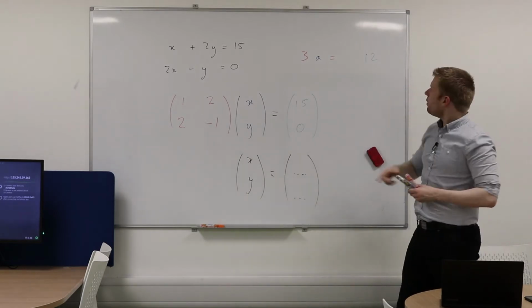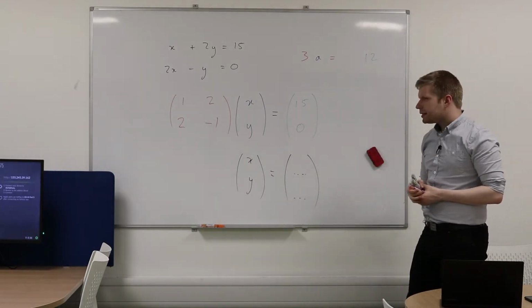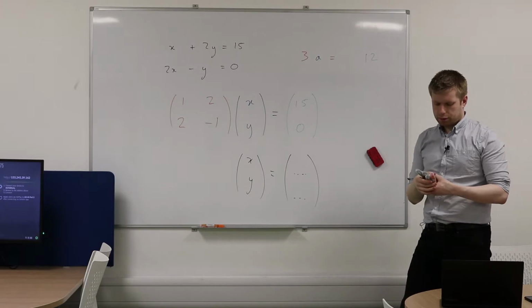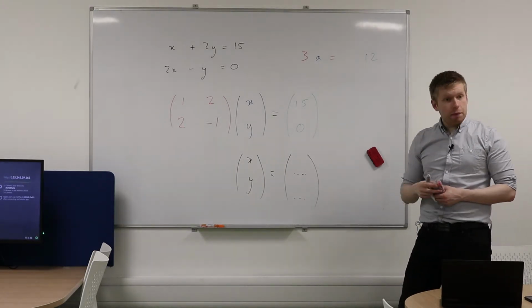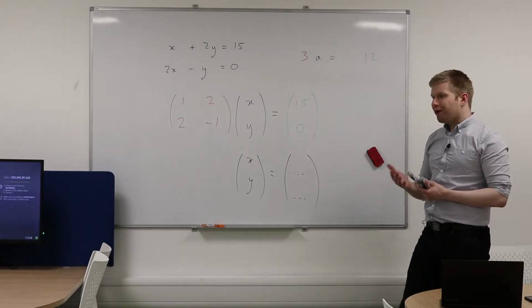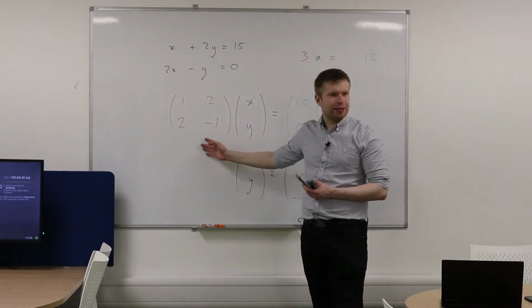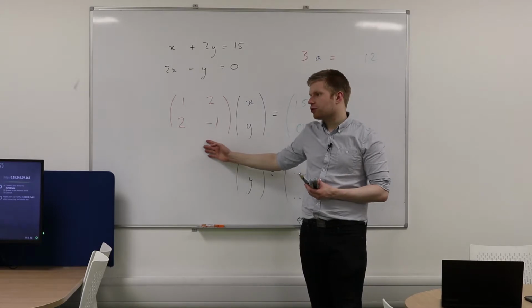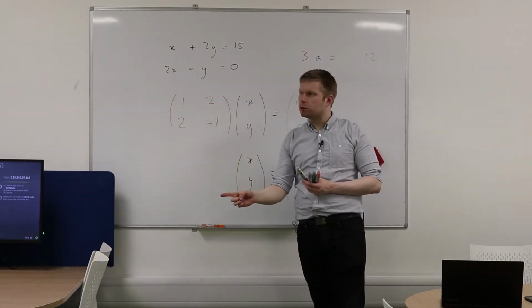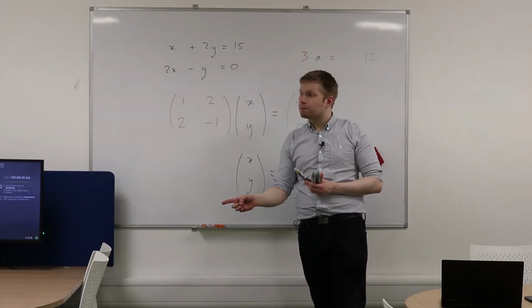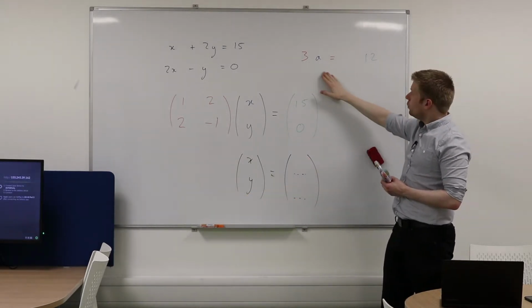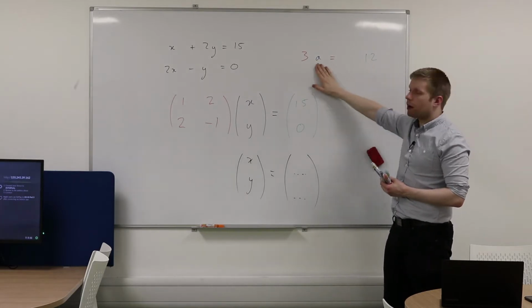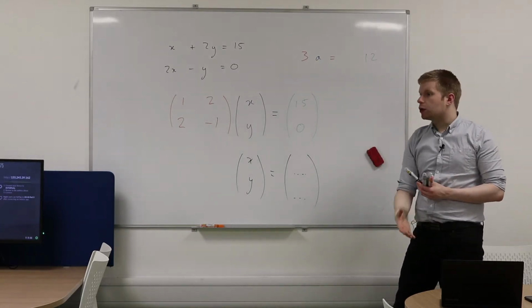Now, if I was giving you something like this, how would you solve it? You divided by 3. Now, just remember, we're not allowed to do division with this matrix. So what else could you do with multiplication? Have a think about this. You said divide both sides by 3, and you'd be left with a equals 4.